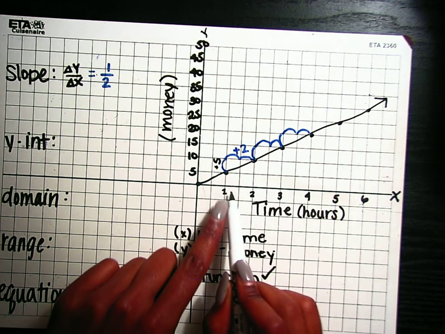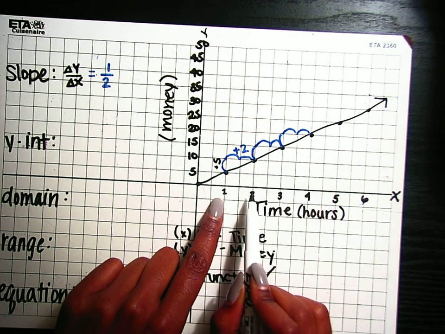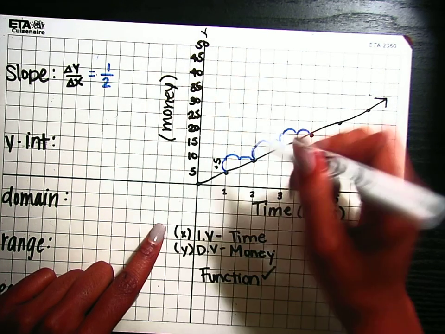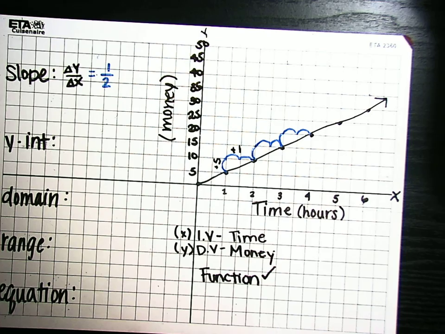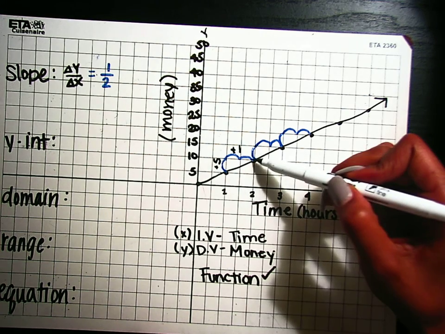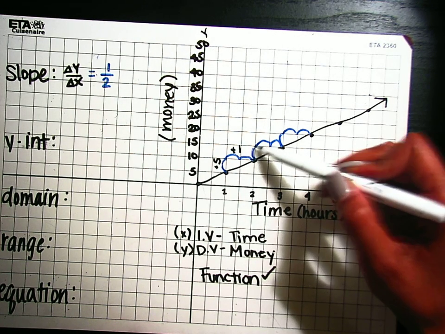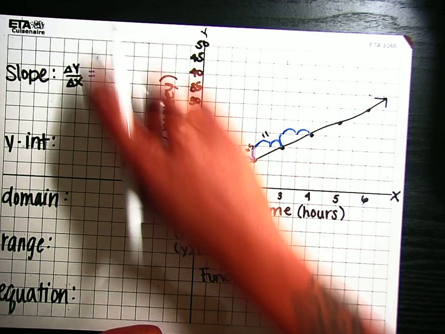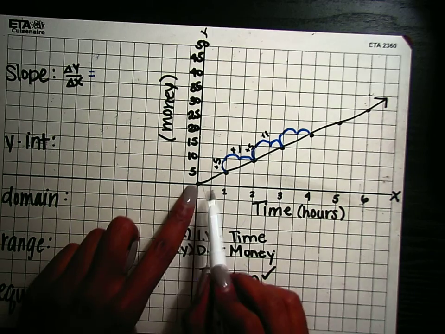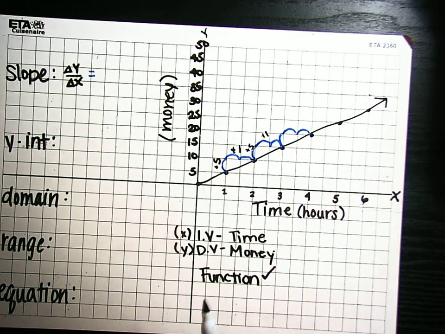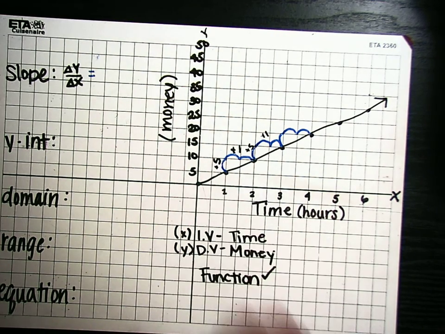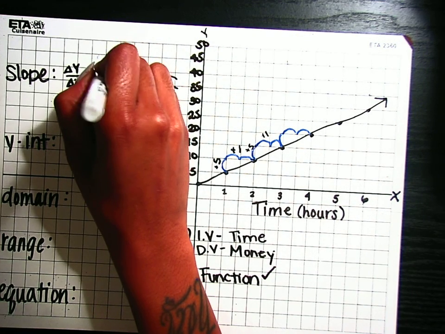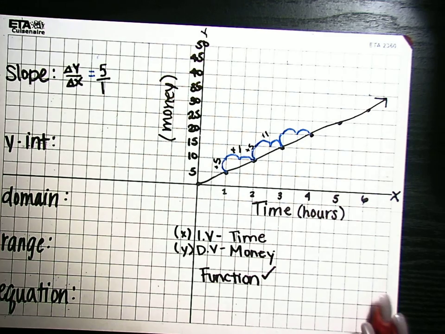Same thing here. Did we really go 2 hours? No, we didn't go 2 hours. Yes, we moved 2 boxes, but we only moved 1 hour. So that's a plus 1. Same thing here. We went up $5. We went over 1 hour. So our true slope is not 1 over 2. We did not work 1 hour and get paid $2. That's not what it was. Our real slope on this problem is 5 over 1.